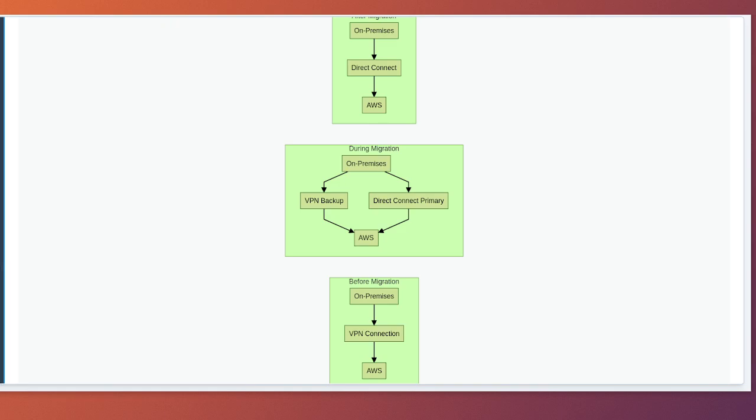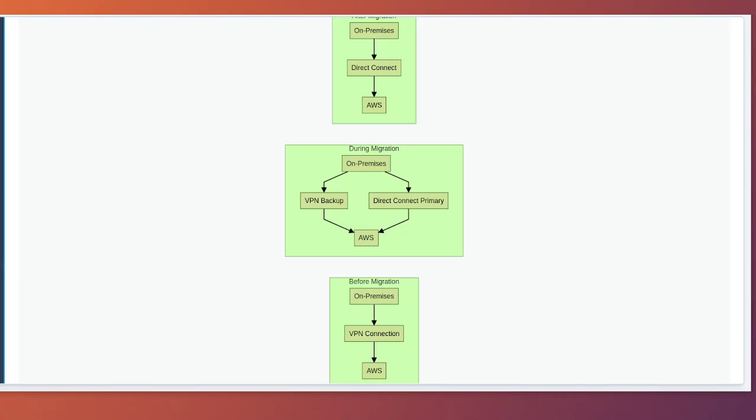Another strategy is phased migration by workload. Instead of moving all traffic at once, you move one application or workload at a time. For example, you might first move your database replication traffic to Direct Connect because it is high volume and latency sensitive. You verify that the database replication works correctly over Direct Connect. Then you move your web application traffic. Then you move your file transfer workloads. This incremental approach reduces risk because if something goes wrong, only one workload is affected rather than your entire infrastructure.